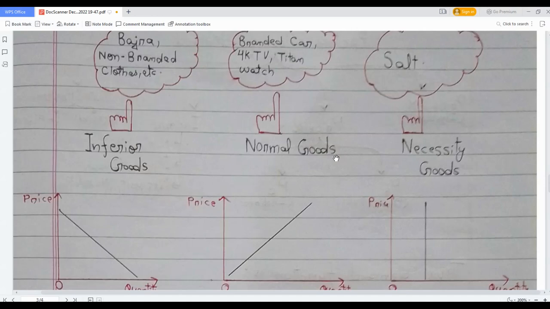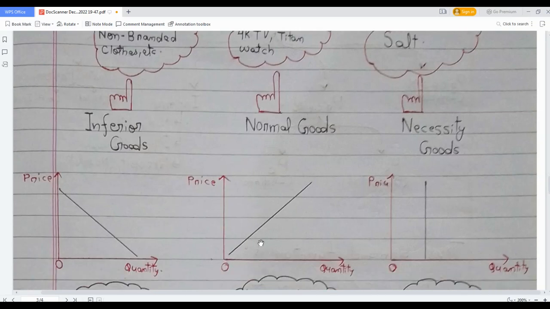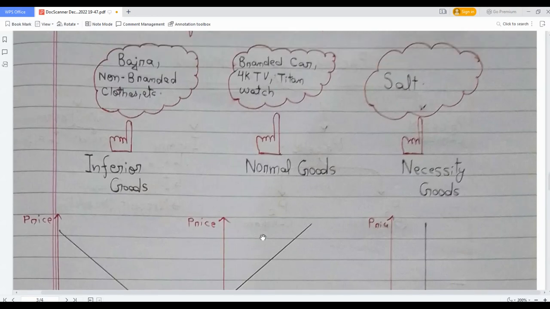This shows a direct relationship between the demand of the commodity and income of the consumer. The examples of normal goods are given already: the branded cars, 4K TV, LED TV, LCD TV, any costly watch. These are normal goods where the income curve shows a positive relationship, a direct, upward sloping curve that shows the normal goods case.